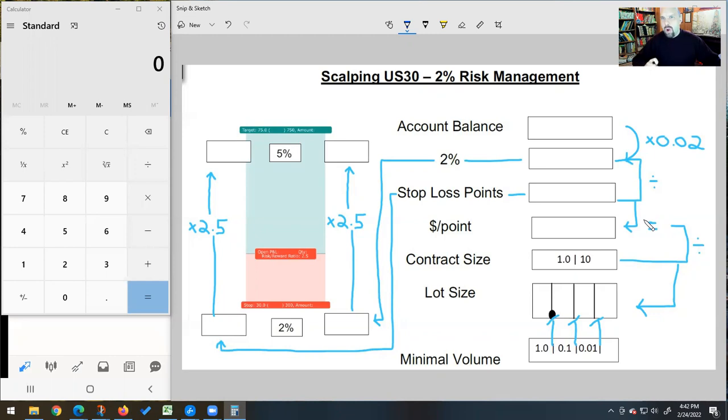Now, do we want to risk the whole farm? No, we just want to risk only 2%. And how we're going to do that? Well, allow me to explain here.